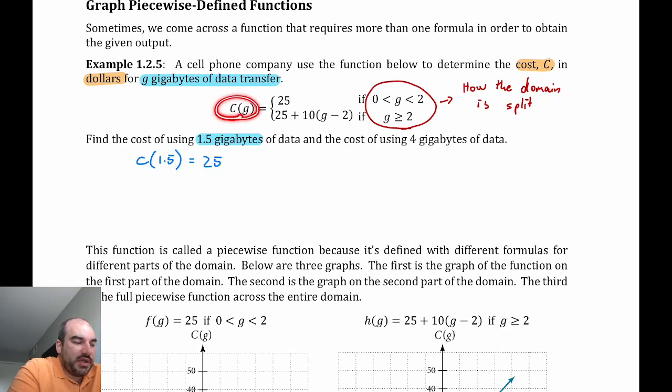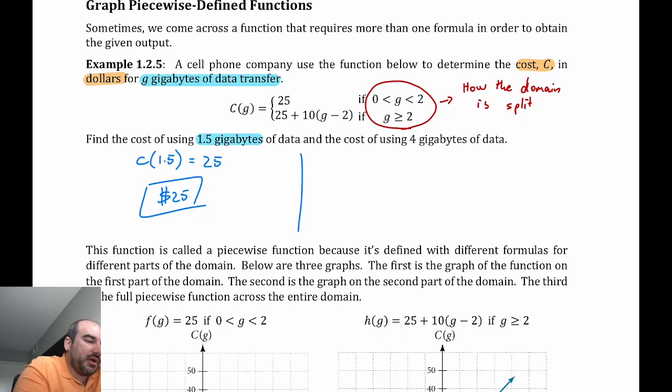So this C of G is essentially both of these functions. But it's the first function for this range and the second function for the second range. So because 1.5 falls into the 0 to 2 range, we're going to plug into the first function here, but there's no G's to plug into, so we just get 25 for that. So the answer for the first part is $25.